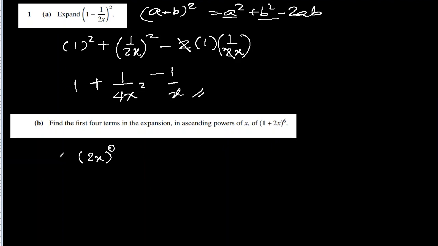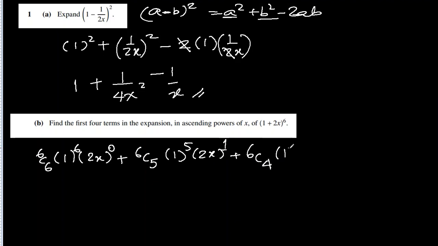And let's write everything else. That means 1, which is the other term in the bracket, will get all of 6. Here it will be 6c6 in the starting. Next will be 6c5 and 1 to the power 5, but 2x will increase by 1. Then 6c4, 1 to the power 4 and 2x squared. And lastly 6c3, 1 to the power 3, 2x cubed.